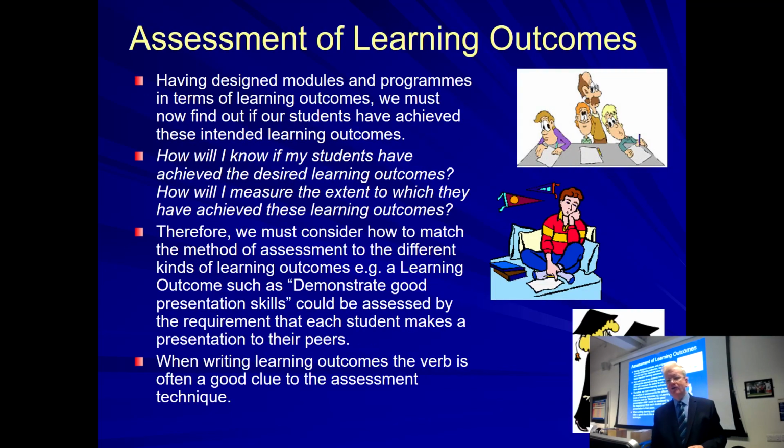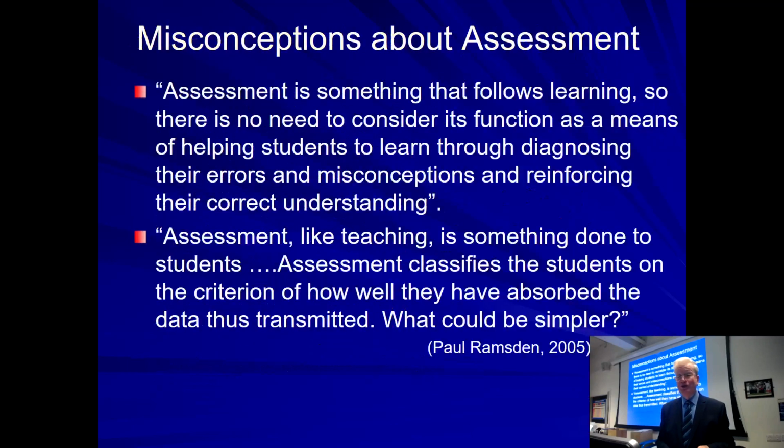Now, when we're assessing learning outcomes, there's really two key questions we have to ask ourselves. Number one, how will I know if my students have achieved the learning outcomes that I want them to achieve? And number two, how will I measure the extent to which the students have achieved the learning outcomes? Now, matching the learning outcome to a method of assessment is quite straightforward. For example, if one of your learning outcomes is demonstrate good presentation skills, then obviously the only way to assess that learning outcome is to see the student making a presentation, maybe to their peers or something like that. So the action verb in the learning outcome is often a good clue as to how it should be assessed.